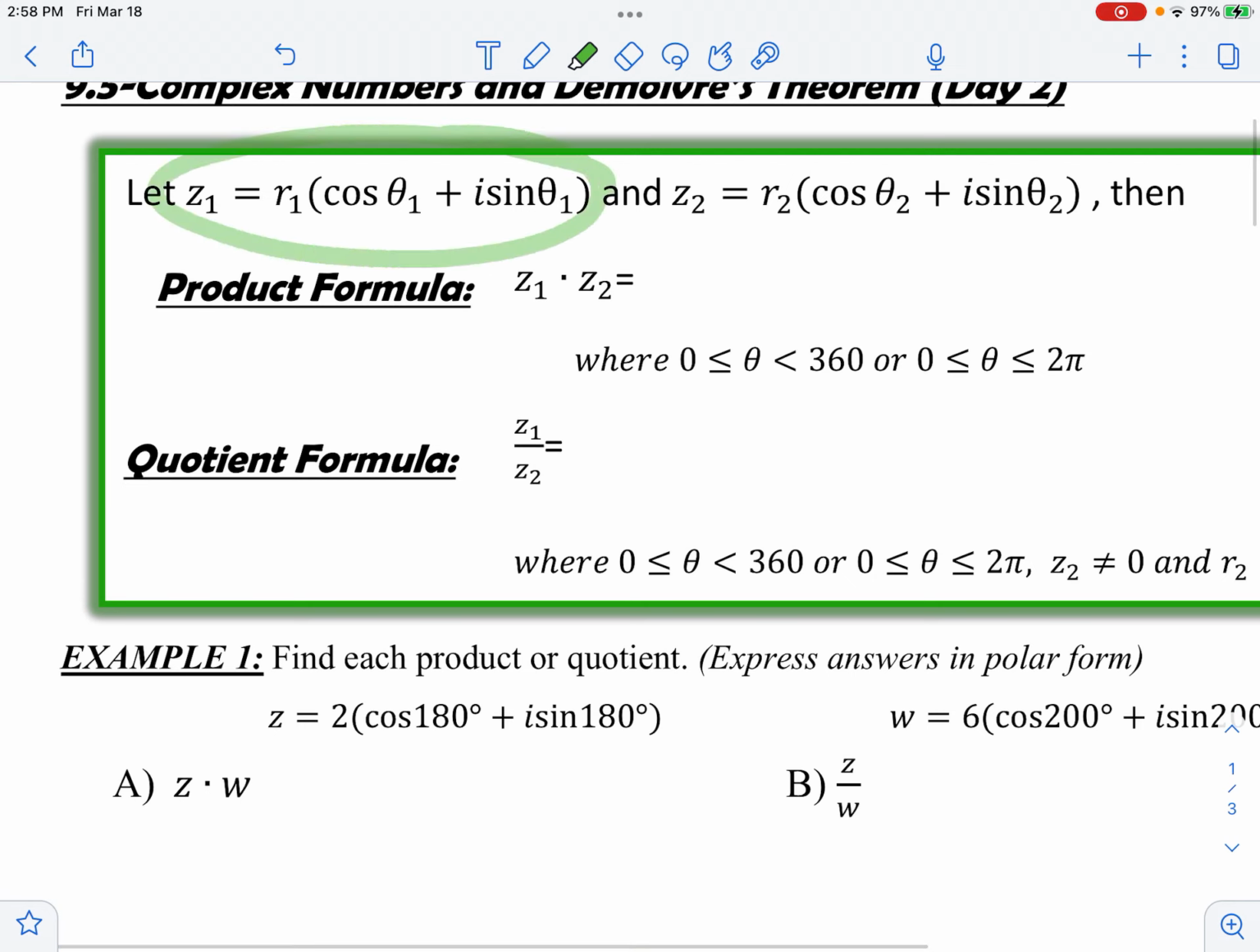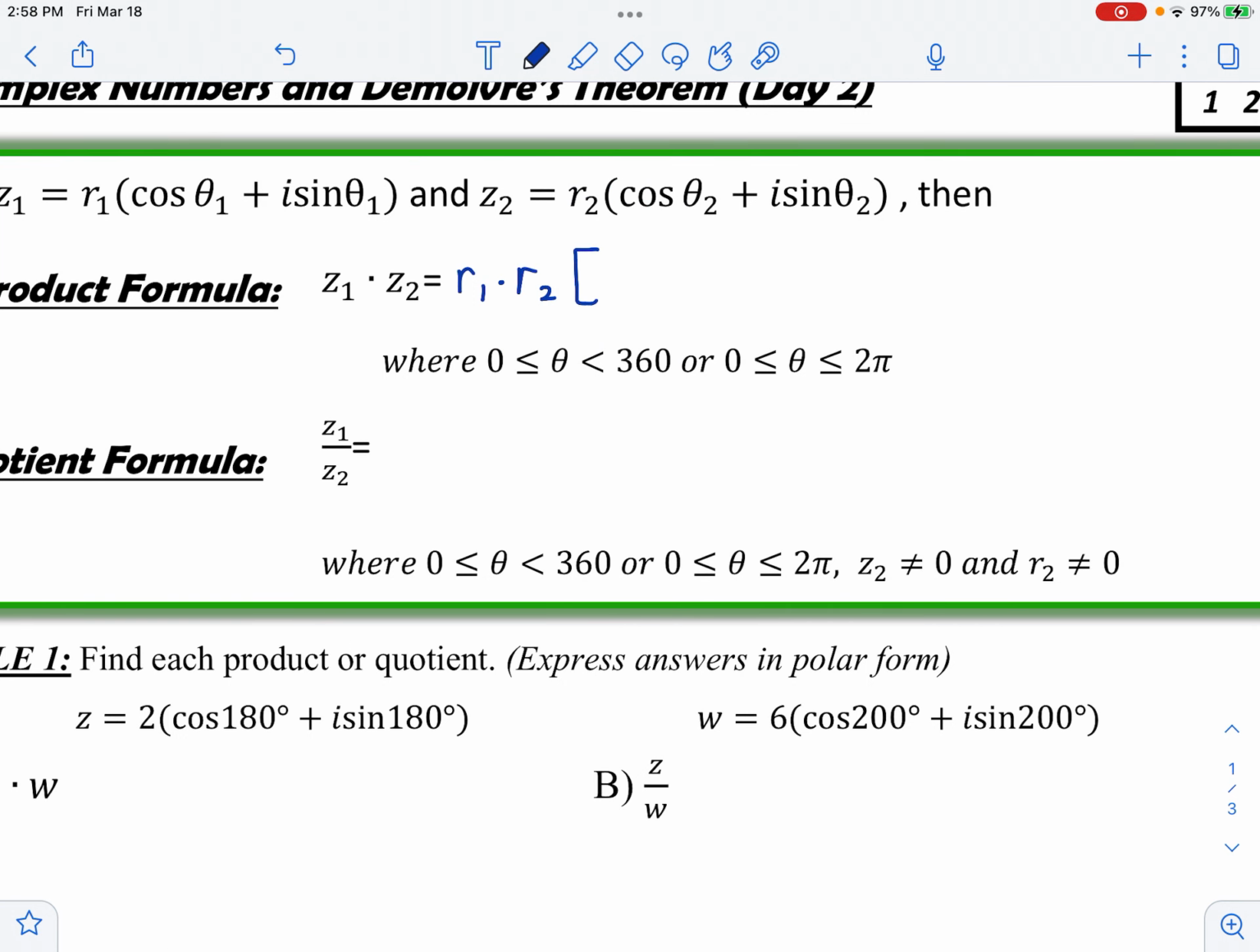Okay, so to multiply your two polar numbers, if I said multiply this polar number times this polar number, what you would do is multiply the r values. So you would do r1 times r2. And then you would have cosine of, and then what you would do with the thetas is add them. So theta 1 plus theta 2. And then the rest of it you should know, plus i sine of, same thing, theta 1 plus theta 2. So how I think of it is to multiply two polar complex numbers, you multiply the r values and add the thetas.